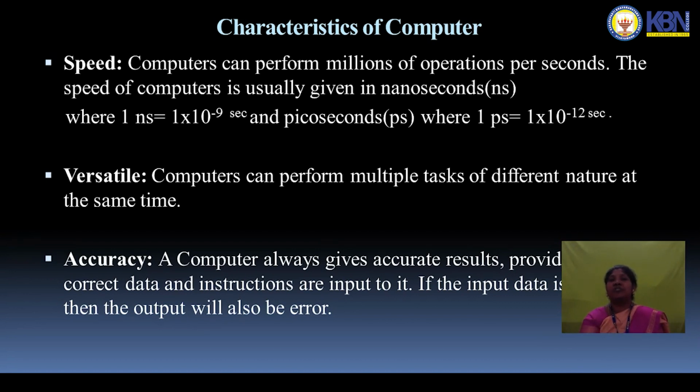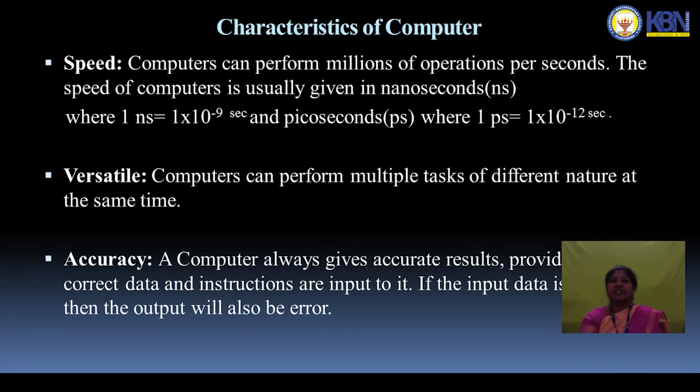to 1 into 10 power minus 9 seconds. The next stage we can call picoseconds. 1 ps is equal to 1 into 10 power minus 12 seconds. So it takes very little time compared to human beings.